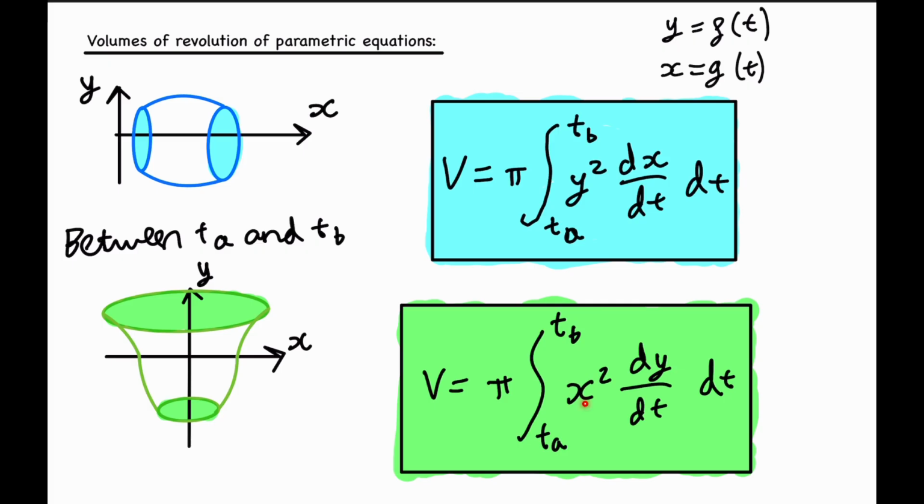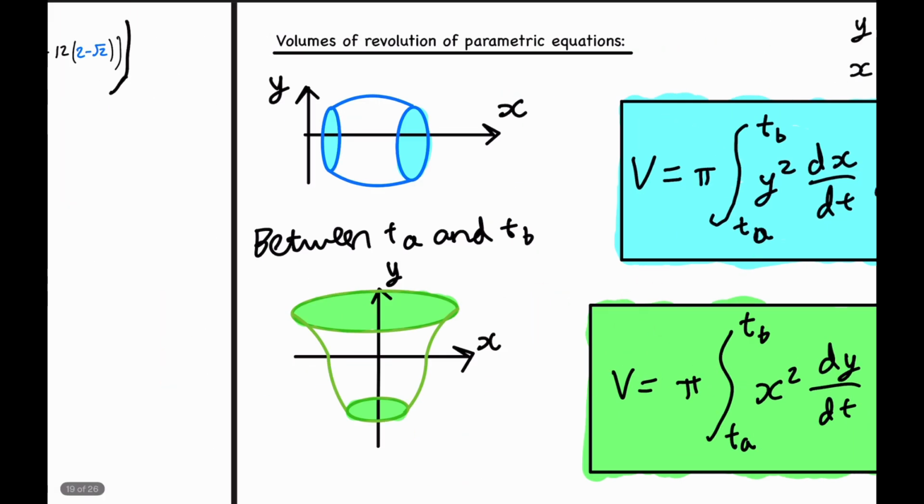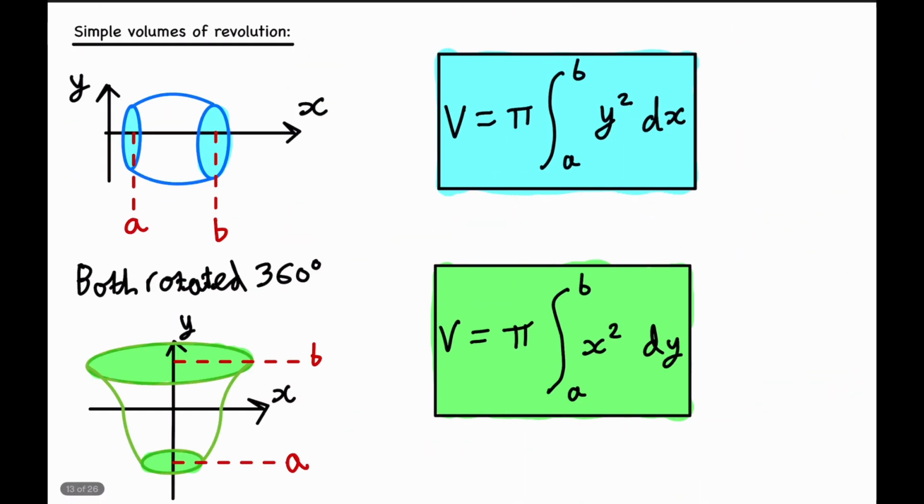You'll do your x in terms of t squared multiplied by the differentiation of y in terms of t. So you do dy over dt multiplied by your x in terms of t squared, and then integrate the whole thing. As you can see, you can memorize this pretty easily because this is the same as the previous equations that we saw here: y squared dx and x squared dy.